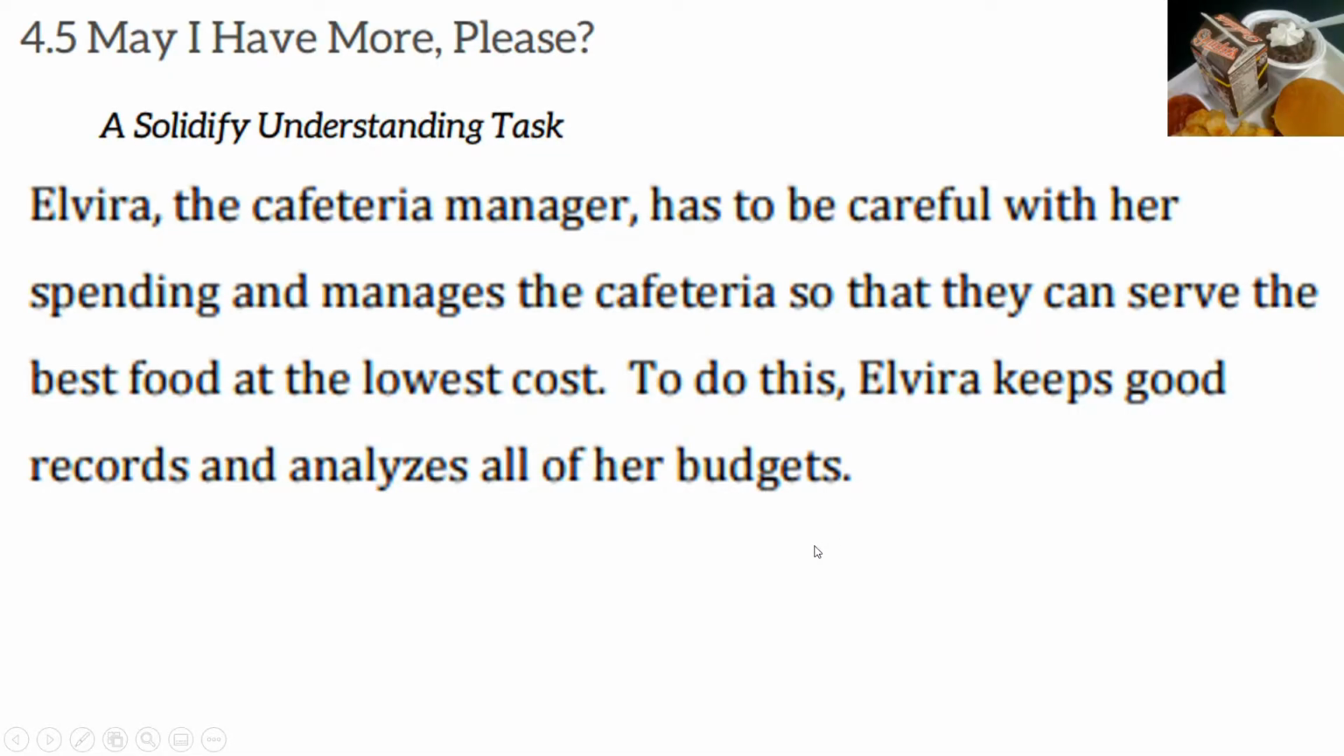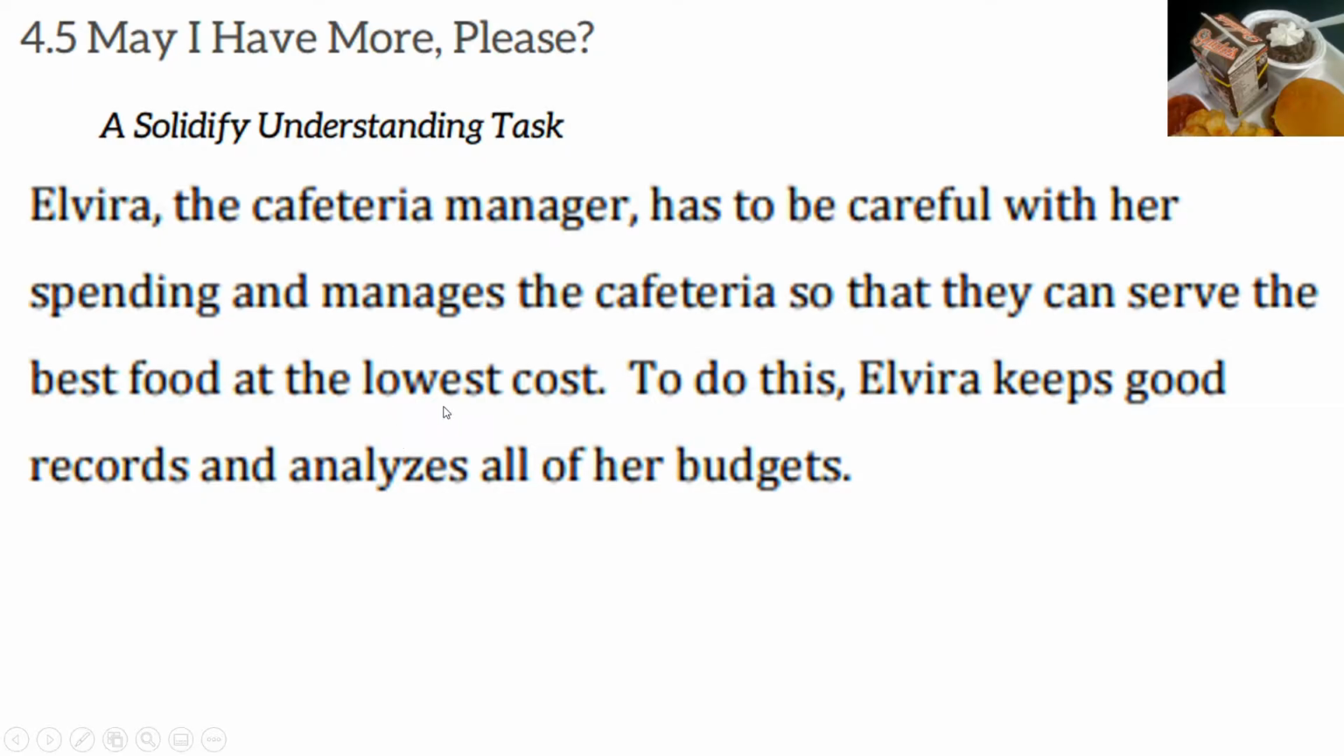Okay, welcome to 4.5. This is a solidify understanding task. So today we are going to read a story problem and create an inequality based upon the story problem, then solve the inequality and talk about our solutions. So here we go. This is going to be fun.